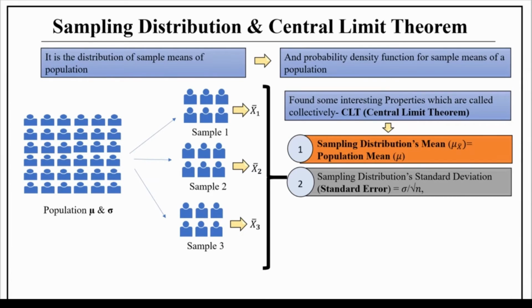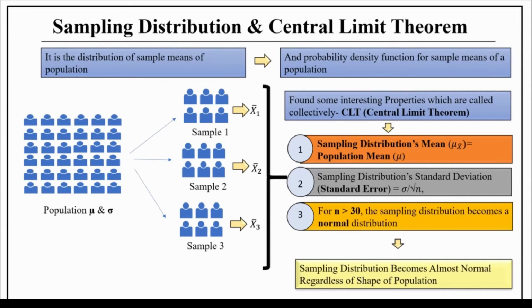The third property is that when the sample size is greater than 30, the sampling distribution becomes a normal distribution. We can conclude that whatever the shape of the population, after doing the sampling distribution, the shape of the sample means distribution becomes almost normal. So the whole point of studying the sampling distribution and CLT is that whenever we want to estimate the population mean, irrespective of whether the population distribution is normal or not, we can use the CLT to determine the population mean using the sample mean with some standard error.